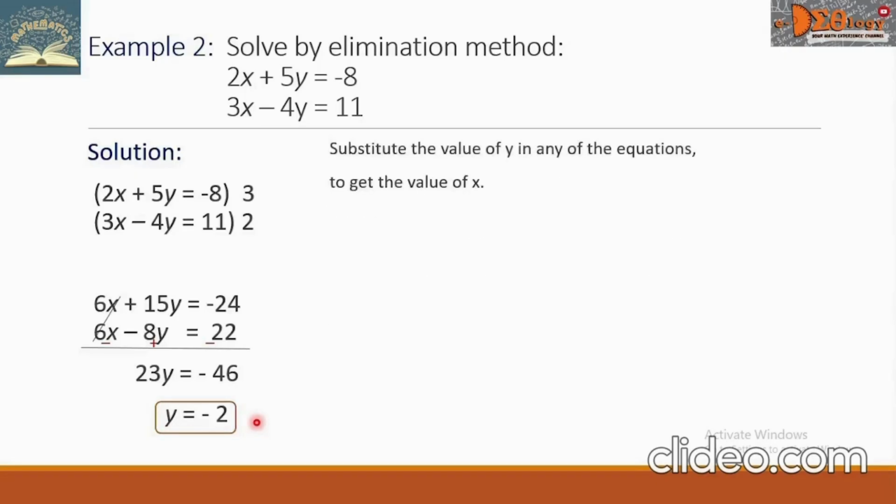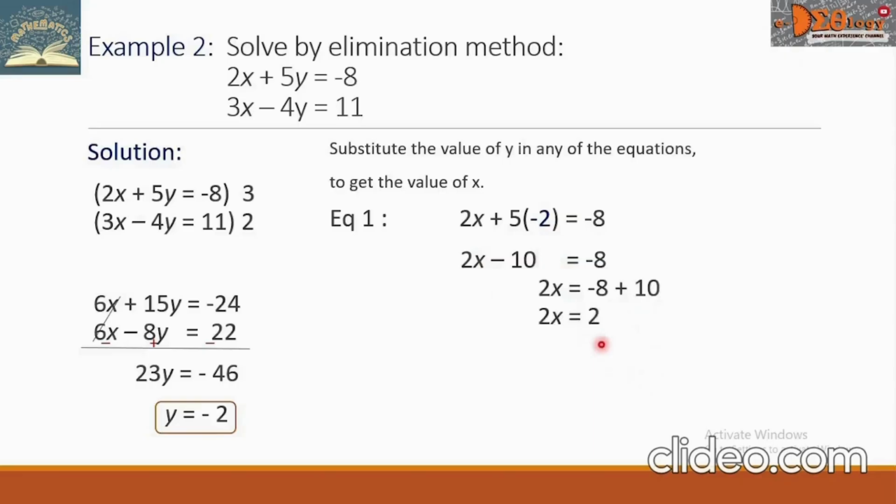Then we substitute the value of y in any of the equations to get the value of x. Let's say equation 1. So 2x plus 5y equals negative 8 becomes 2x plus 5 times negative 2 equals negative 8. 5 times negative 2 is negative 10. Then we transpose the negative 10 to the right. So 2x equals negative 8 plus 10. The right side becomes positive 2. To solve for x, we divide the equation by 2. So x equals positive 1. This is the value of x.